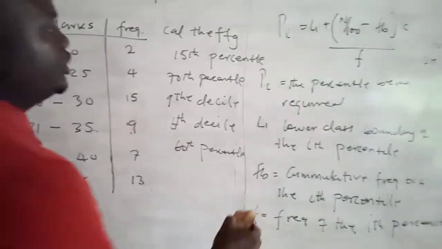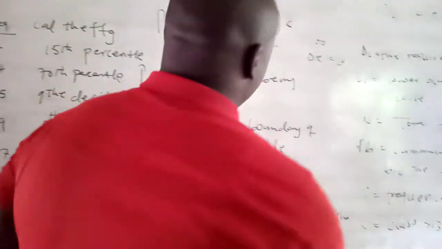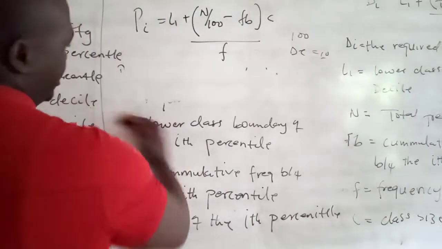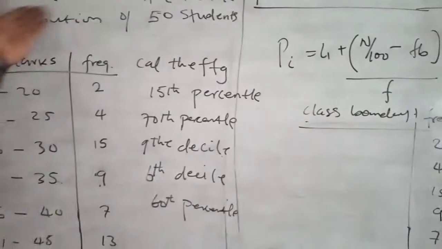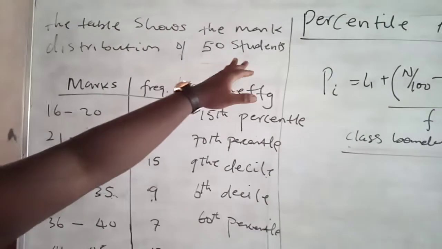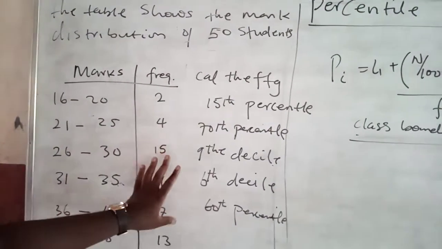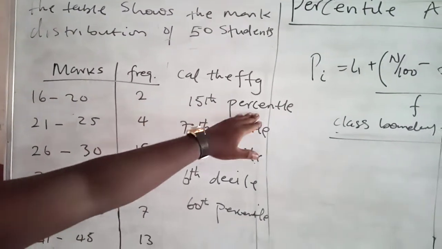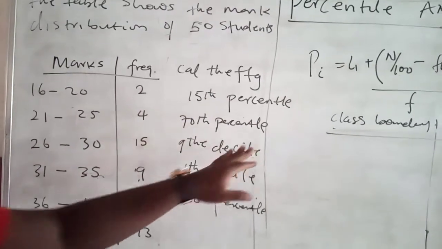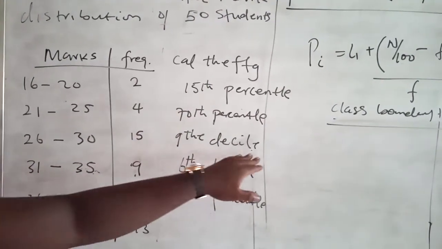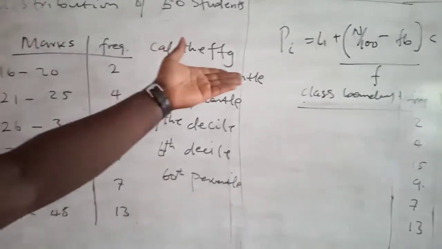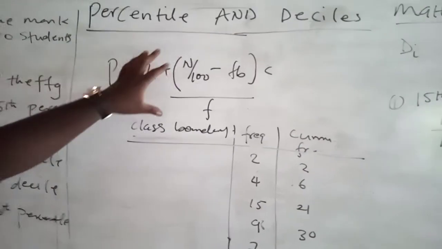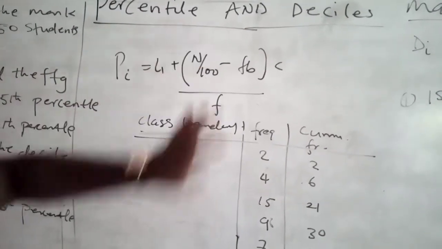So I'm going to use this side to solve this. The formula is already there. I hope you are following. So like I said, the table below shows the mark distribution of 50 students. This is the mark, this is the frequency. Calculate the 15th percentile, the 70th percentile, the 9th decile, 6th decile, and the rest. And I already wrote the formula at the beginning of the video. We have already defined these terms.